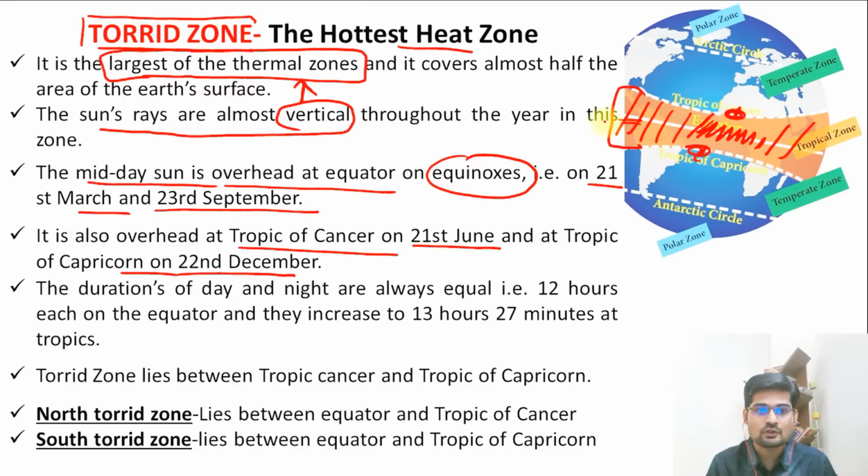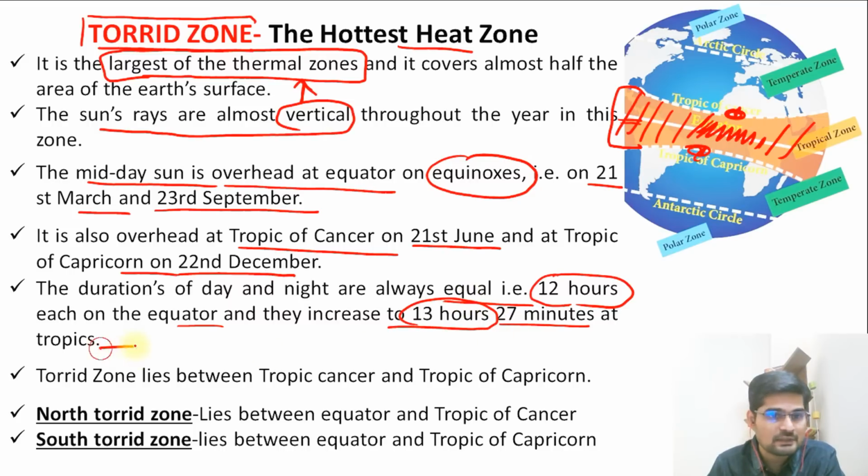The duration of day and night is always equal when we say equinoxes. Remember, 12 hours of day and 12 hours of night at the equator, and it increases to 13 hours and 27 minutes at the tropics. That is how this fluctuation keeps happening. And remember, if the day length is more, it means there is more receipt of energy through insolation.